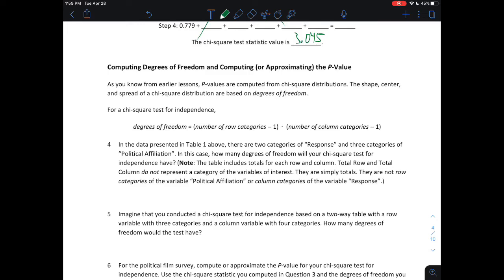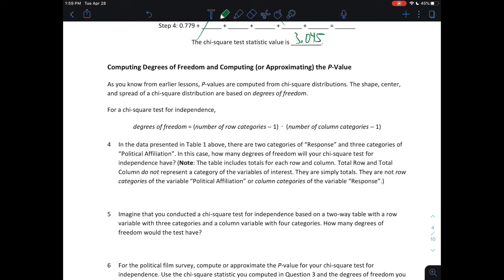As you know from earlier lessons, p-values are computed from chi-square distributions. The shape, center, and spread of a chi-square distribution are based on degrees of freedom. For a chi-square test for independence, you get the degrees of freedom as the number of row categories minus 1 times the number of column categories minus 1. In the data presented in Table 1 above, there are 2 categories of response and 3 categories of political affiliation. In this case, how many degrees of freedom will your chi-square test for independence have?